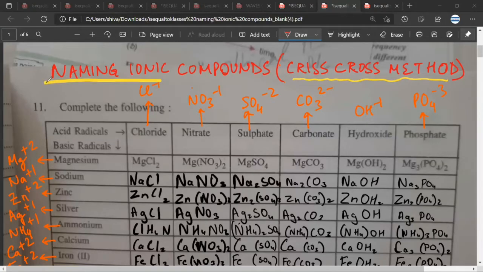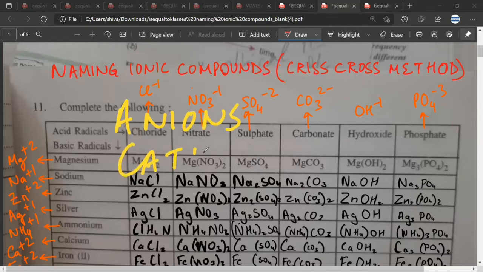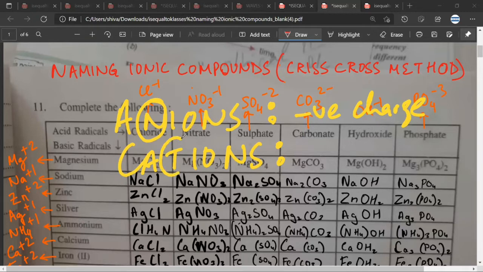Naming ionic compounds by the crisscross method. Mr. Satya, are we clear about the valencies? Yes, sir. Are we clear about what are anions and what are cations? Yes, sir. So what are anions? Those which have negative charge. Shabash. What are cations? Those with positive charge. Shabash. Any simple example of an anion, or a cation, that you remember?